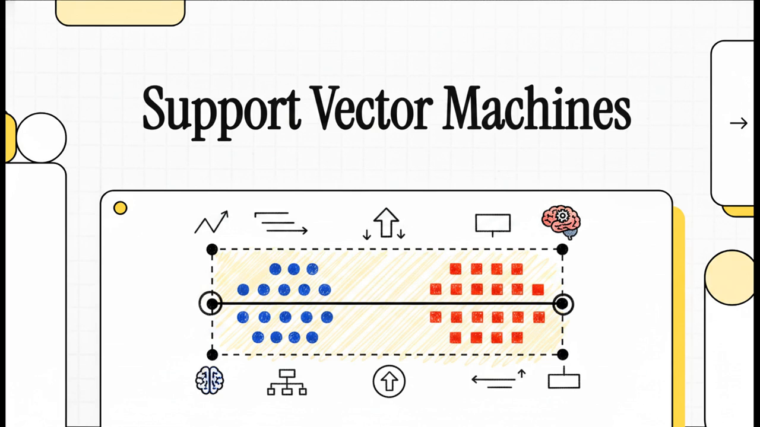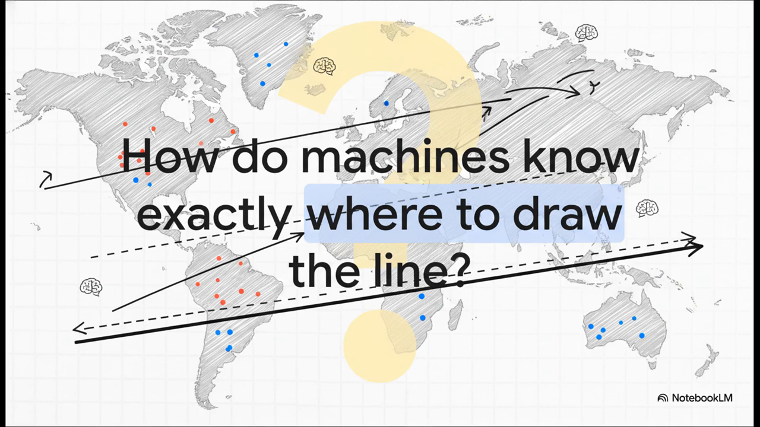So let's just dive right in and figure out exactly how these algorithms hunt down the perfect separation between different types of data. Okay, so imagine you're looking at a map. You've got a bunch of scattered red dots and blue dots, and your job is to draw a single, perfectly straight line to separate them. Sounds easy enough, right? But what if there are literally infinite ways to draw that line? It's kind of a puzzle. How do machines actually know where to draw the best possible line? Well, they don't just guess. They use a highly specific mathematical strategy to find the optimal path.